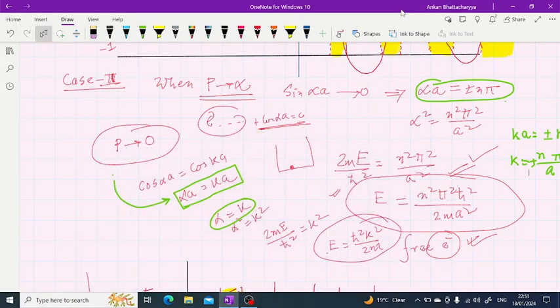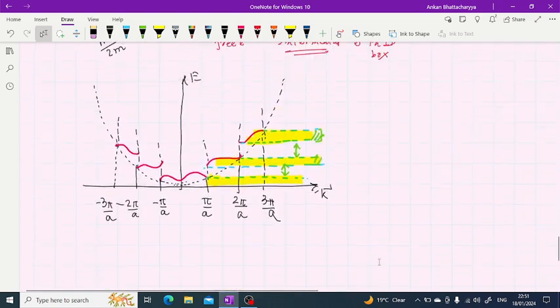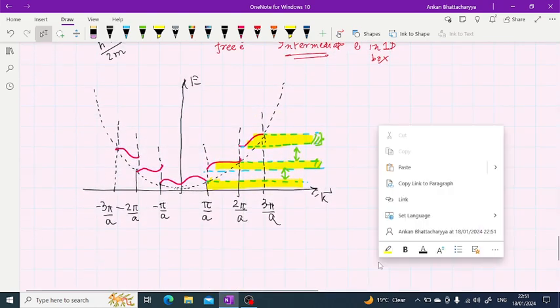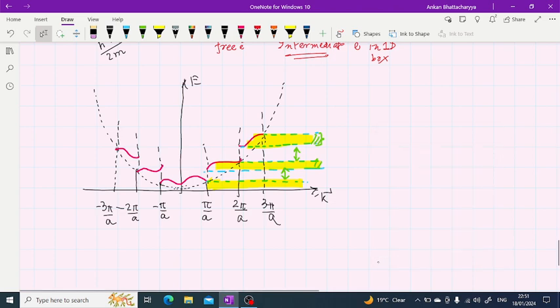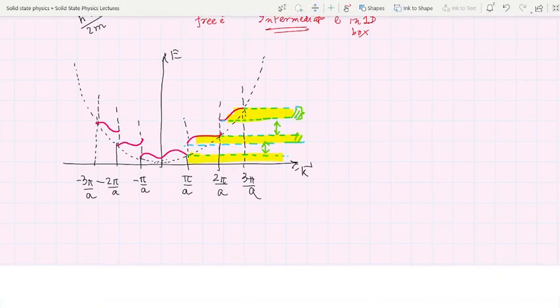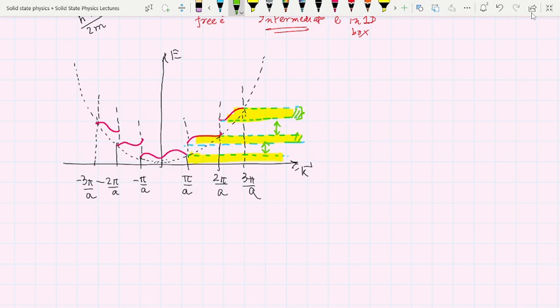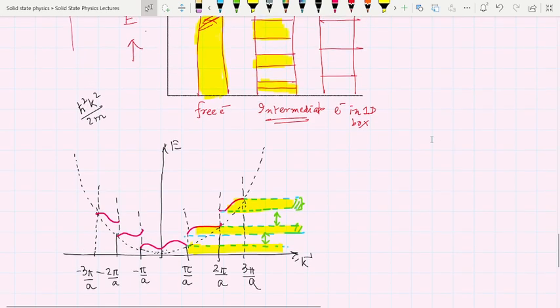Okay, so although I was drawing the dotted curve, the solution exists only for this shaded region. I have plotted the dotted curve only for the free particle, but we have considered the intermediate electrons, that is, neither free nor completely restricted to the one dimensional infinite box. So for the intermediate case we can get the bands like this.